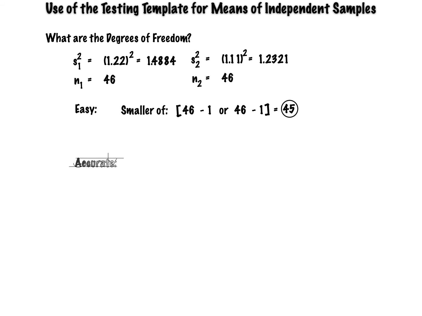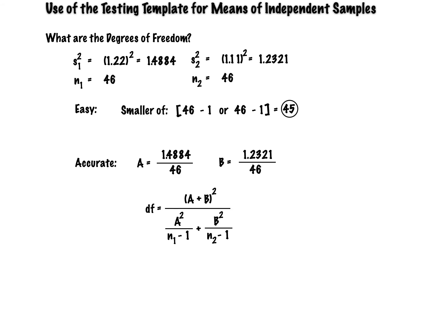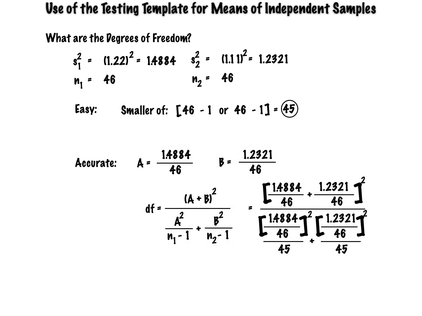The more accurate method has us calculating A and B, where the variances are divided by the sample sizes. Then we plug into the formula the values for A, B, and the sample sizes. The final result is 89.21. It is usually best to round up to the higher whole number, or 90, if we must use a table.